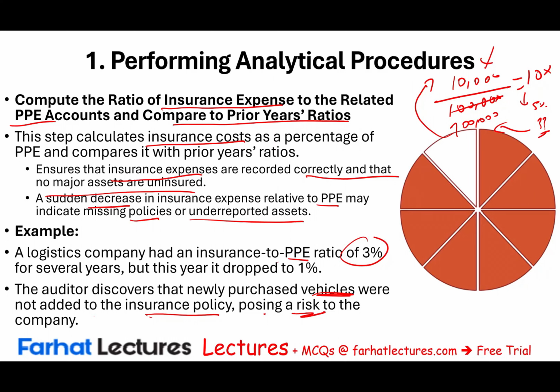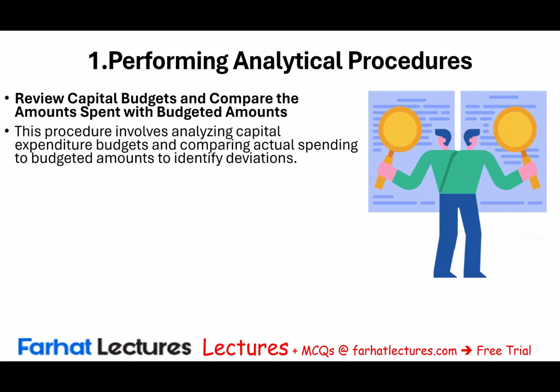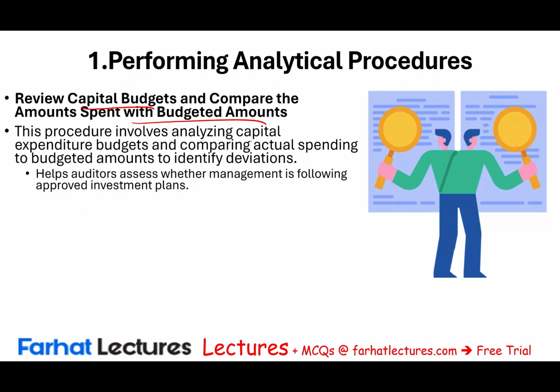So every time you buy an asset, the insurance company needs 3% to protect it for you. So this ratio should stay stable. Another thing we can do is review capital budgets and compare them with the amount spent. This procedure involves analyzing the capital expenditure budget, what they plan to spend, and comparing it to actual spending to identify any deviation. It helps the auditor assess whether management is following the approved investment plan.